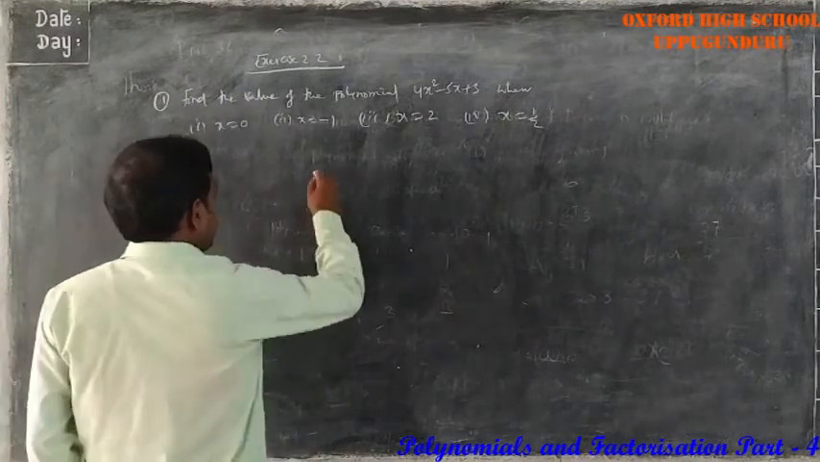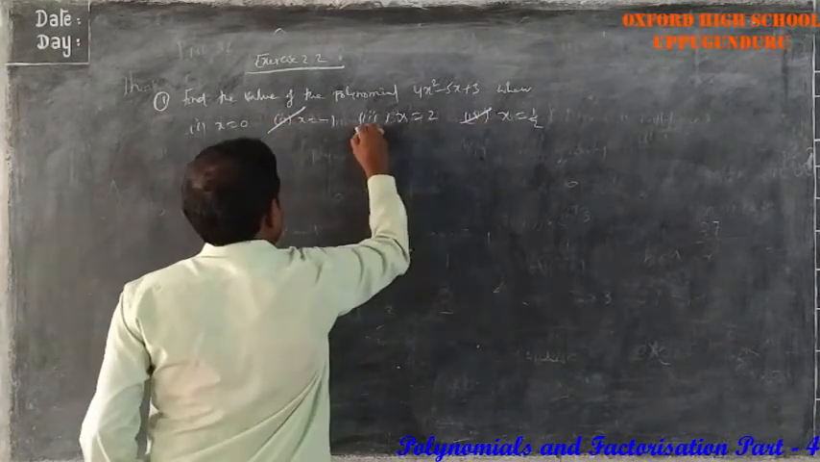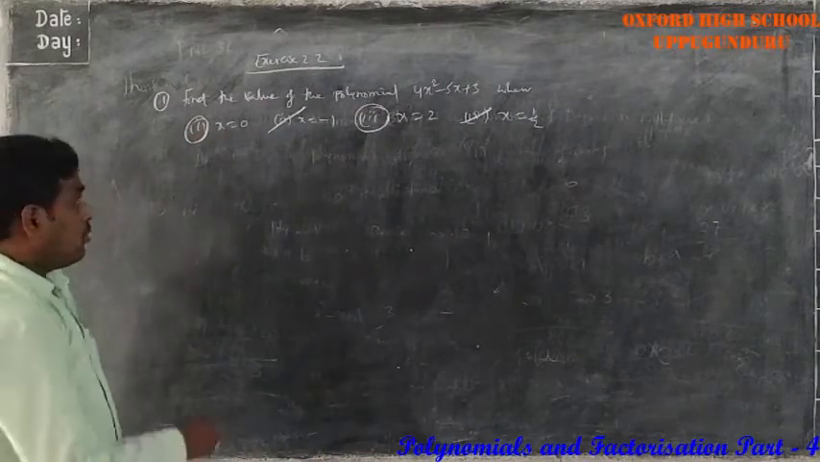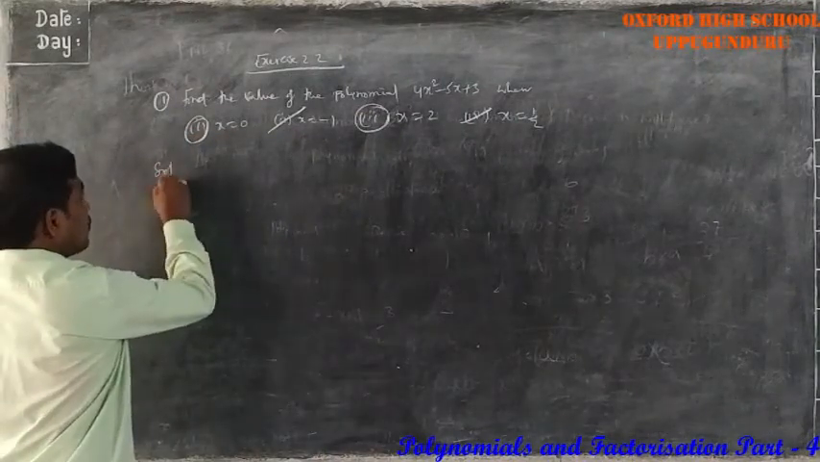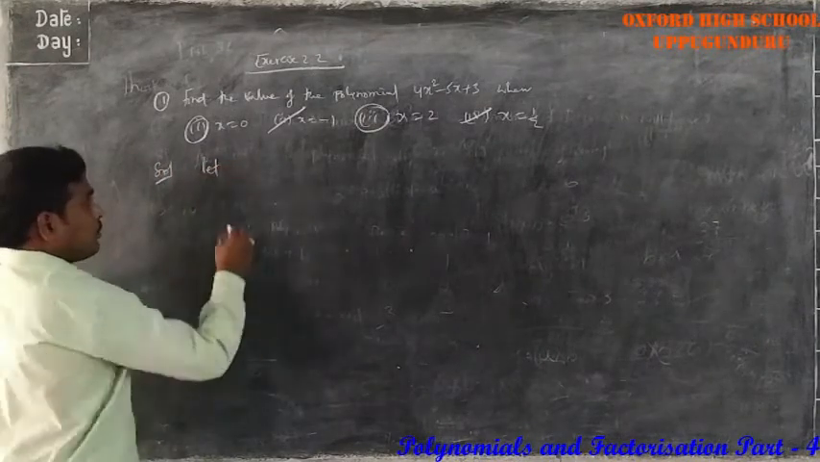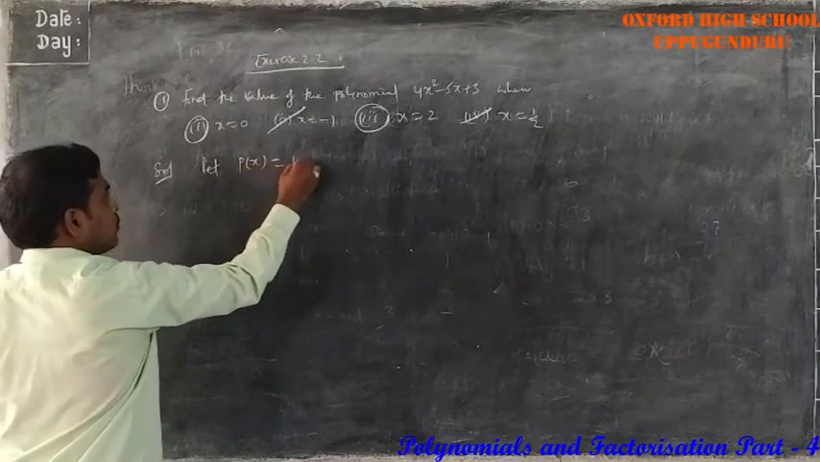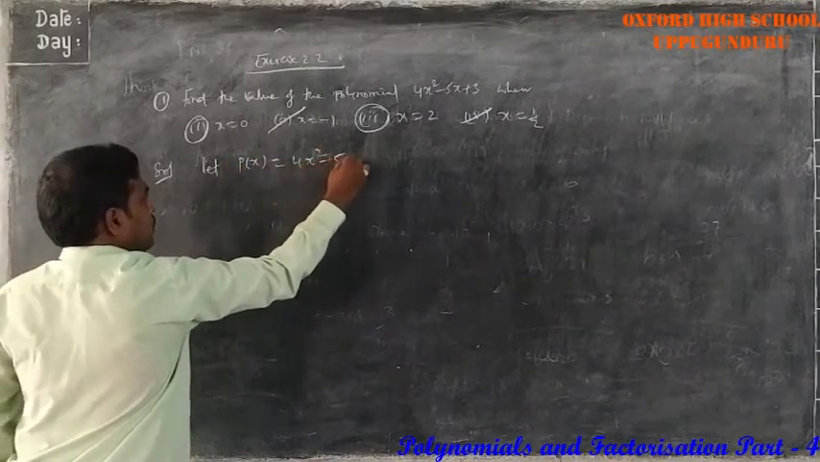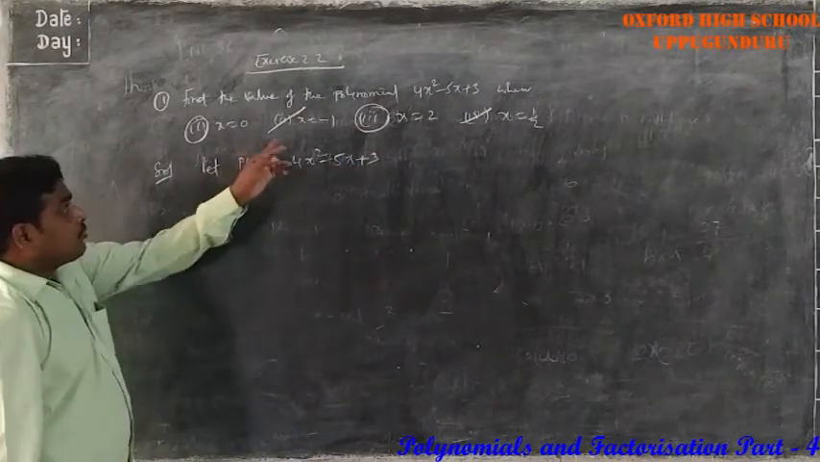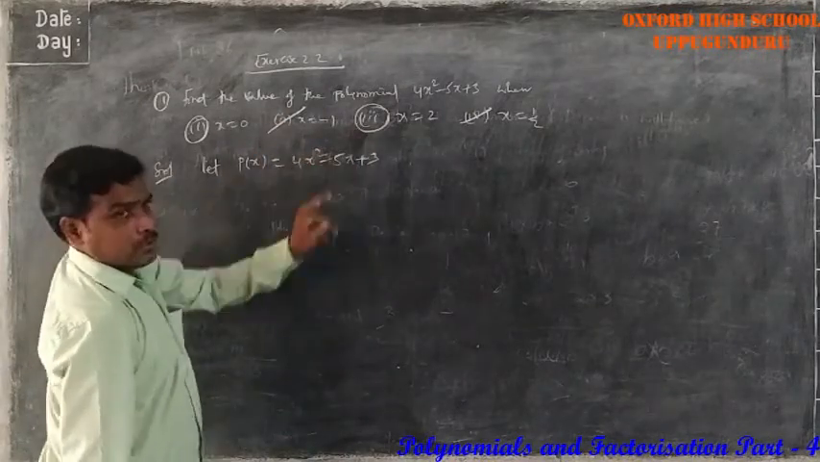Here, the second one and the fourth one I will tell you. The first and third problems you have to do. Now the solution. Let the given polynomial be p of x or f of x, anything. Let p of x equal to 4x square minus 5x plus 3. Now you have to find for x equal to minus 1 and x equal to 1 by 2. These two I will do.